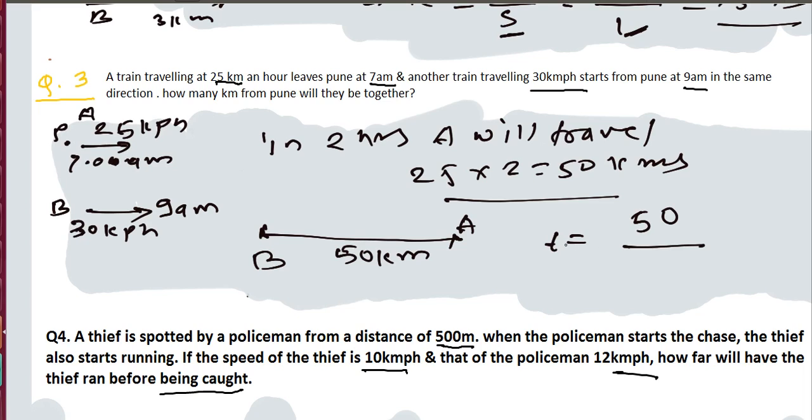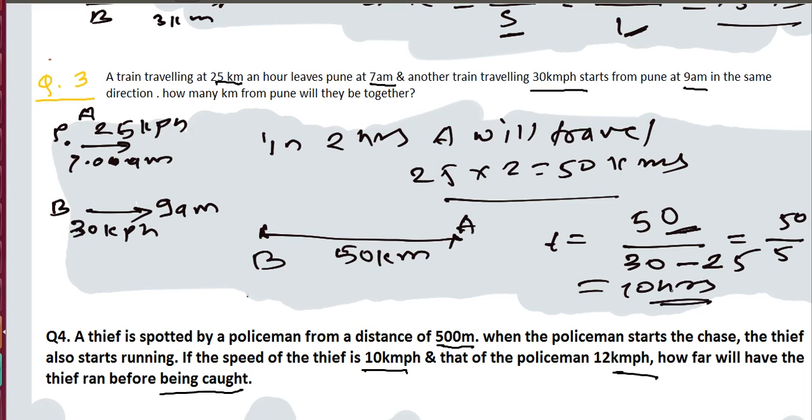So the time is equal to distance divided by the relative speed of B and A. That is the subtraction of speeds of B and A, 30 minus 25, so 50 by 5, which is 10 hours. After 10 hours from 9, B will catch A. That means after 10 hours from 9 a.m., that is at 7 p.m., B will catch A.